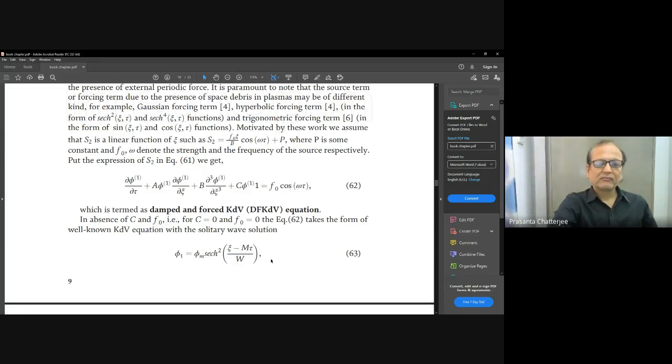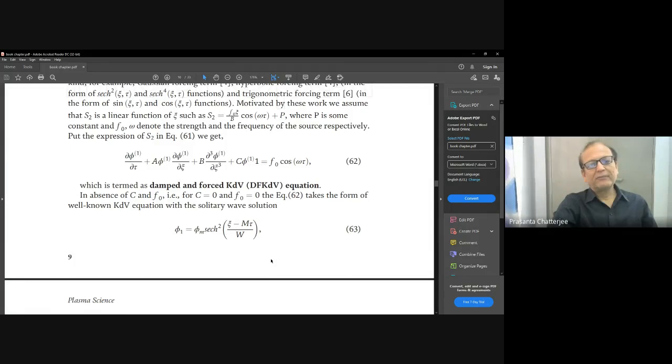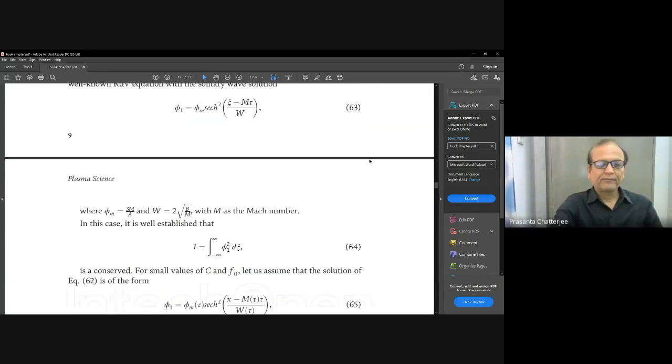Now, we want to find an approximate analytical solution of equation 62 by some trick. The trick we use is the conservation of some properties of the KdV equation. The KdV equation is very famous and well studied as it preserves an infinite number of conserved quantities. One such conserved quantity is the integration from minus infinity to plus infinity of phi1 squared d xi, which is conserved.